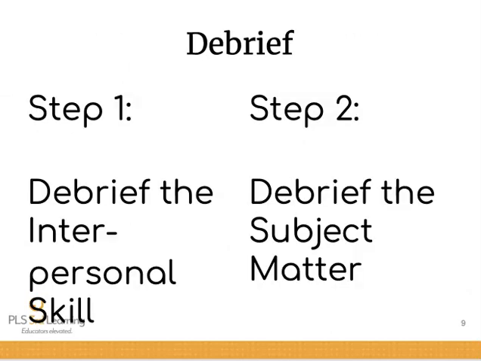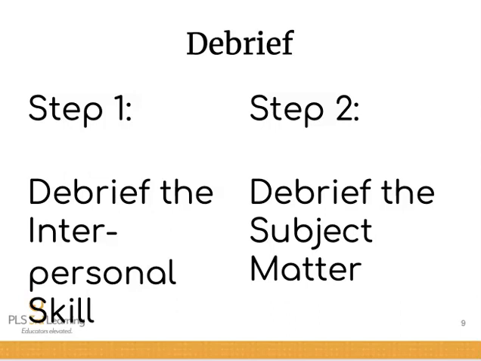Debriefing the interpersonal skill involves students taking a look at their behavior, how they worked as a group. Debriefing subject matter involves students considering what they learned, how they liked their product, how they could strengthen it, etc. The order in which these two are done is not arranged by accident. The interpersonal skill debriefing is first and the subject matter debriefing is second.